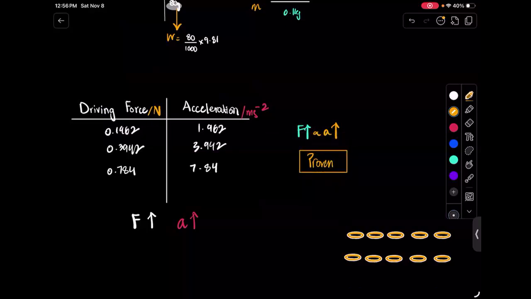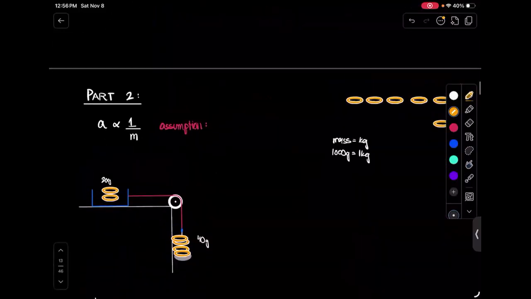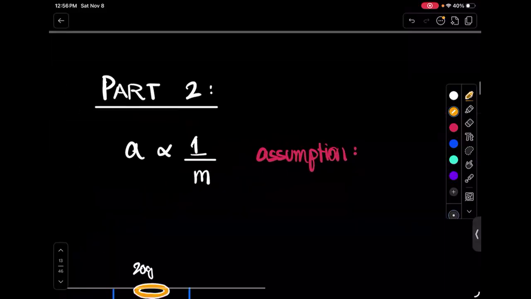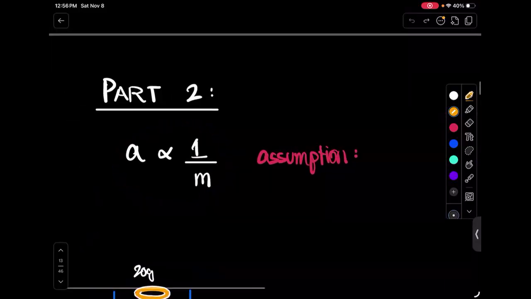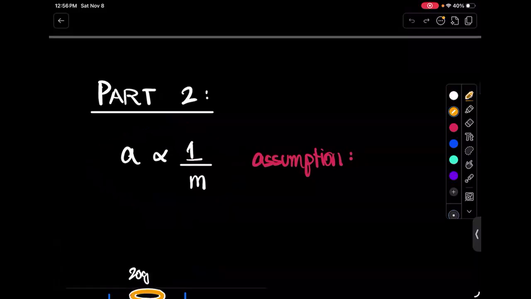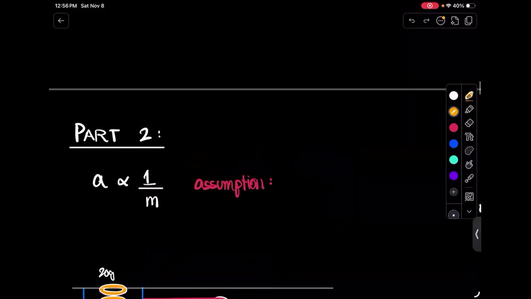Okay. The next one is what? The next one is part 2. Now, this one is how do you prove the other one? Acceleration is inversely proportional to mass. But in this case, the assumption would be what? Force is supposed to be constant.